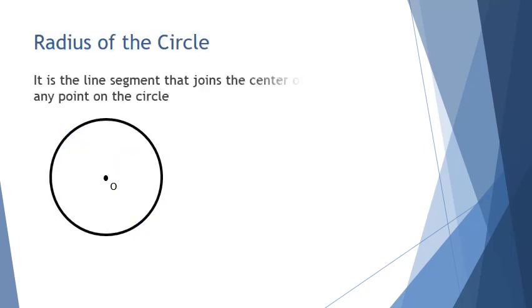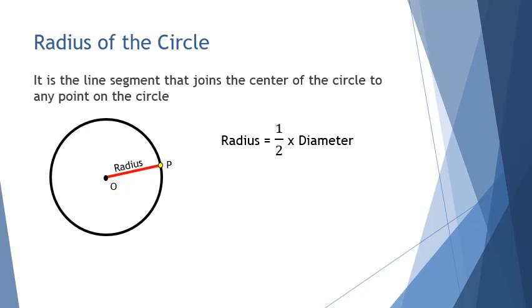Radius of the circle. It is a line segment that joins the center of the circle to any point on the circle. Let us mark one point P on the circle and draw a line segment starting from the center. This is called the radius of the circle. Radius is half of diameter, or we write it as radius is equal to half multiplied by diameter. We will see what a diameter is later. We can name this radius as radius OP, with the line segment denotation on top of OP.